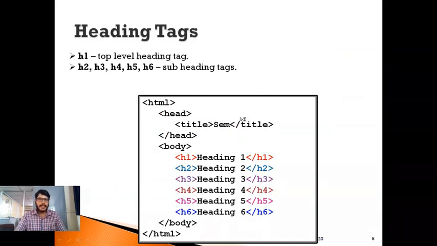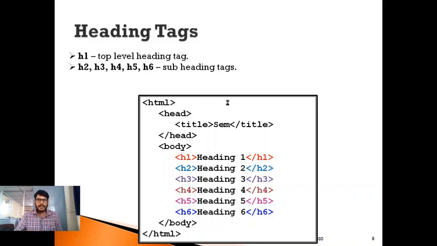So there are 6 heading tags available, starting with the H1 to H6. There is no H7 heading tag. Please try to remember, H1 is the top level heading tag. And if we follow H2, H3, H4, H5, H6, the level is going to decrease along with the font size.